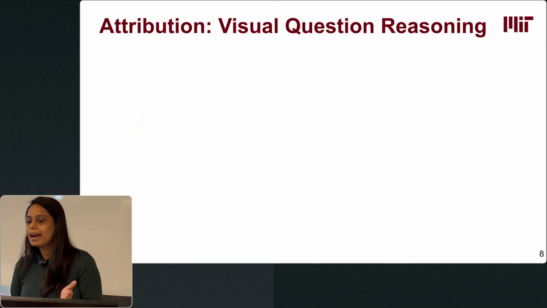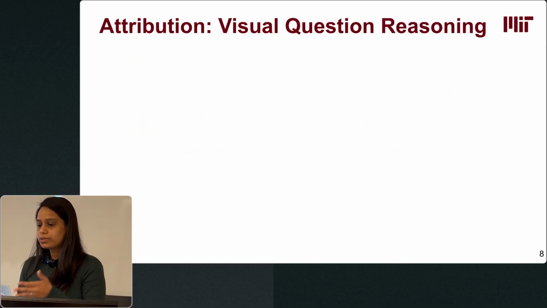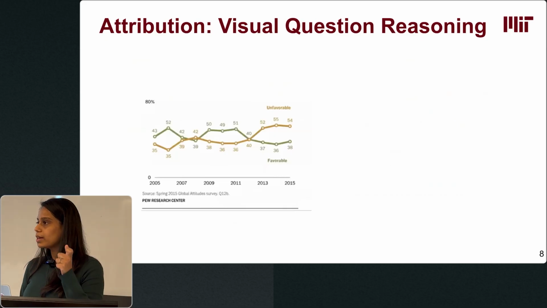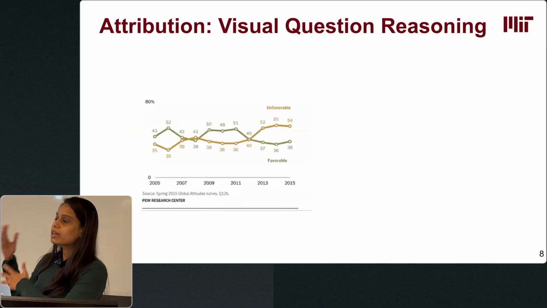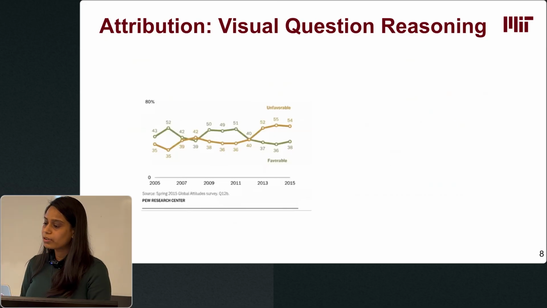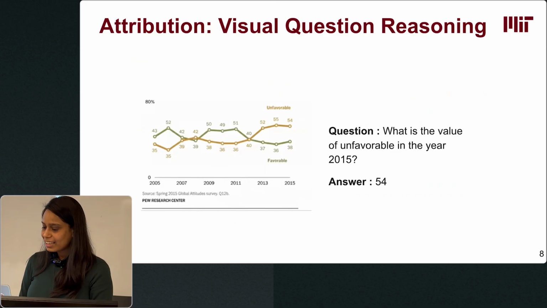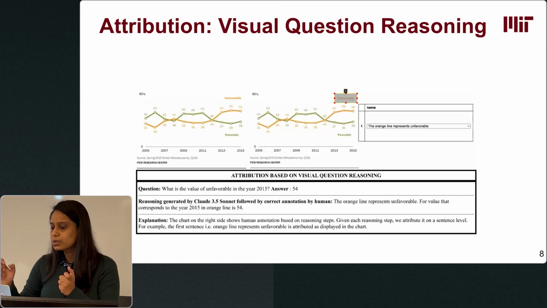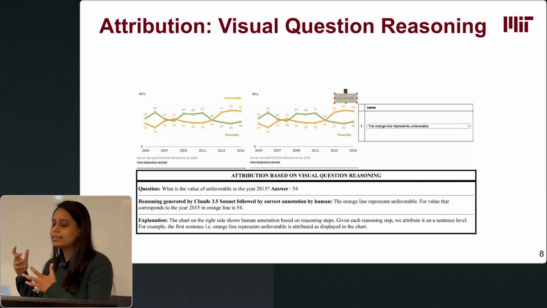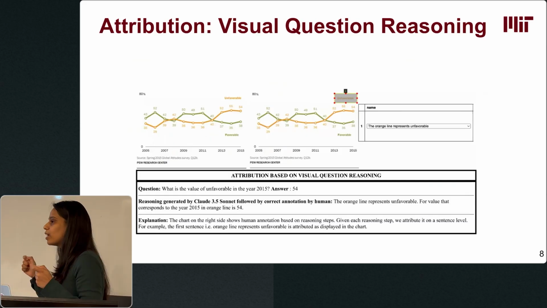Similarly, we added visual question reasoning, not just based on question answer, but we wanted to go a step further and attribute based on reasoning. So same, given a question and answer pair, there's also a reasoning. Now reasoning are multi-steps. Reasoning cannot be in one sentence.